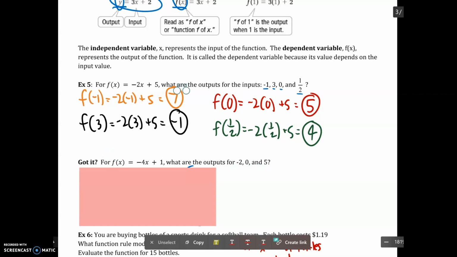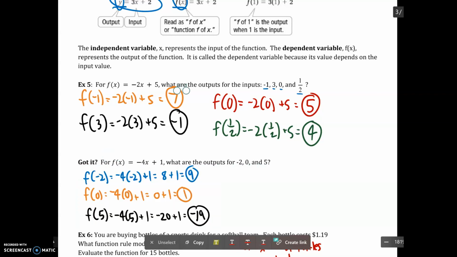So with the answer on that next one, just to reveal that real quick, if I substitute -2, I get 9 back as an output. If I substitute 0, I just get 1. Substitute 5, I just get -19. Again, this is like any other substitution question.